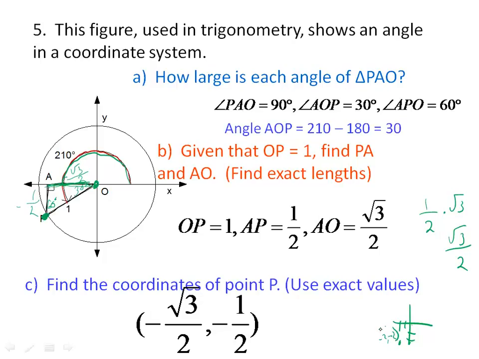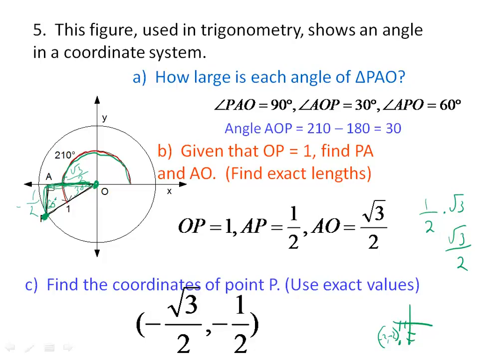Same thing here, only I don't have integer values. It's the length of this AO, that's square root of 3 over 2, and it's in the negative direction, so negative square root of 3 over 2, and then the length of this to get to that point P, and that's 1/2, but it's in the negative direction, so it's negative 1/2. X coordinate, negative square root of 3 over 2. Y coordinate, negative 1/2. And that's it for that one.